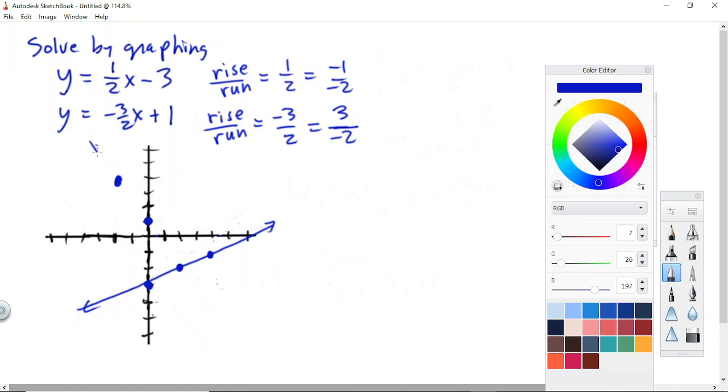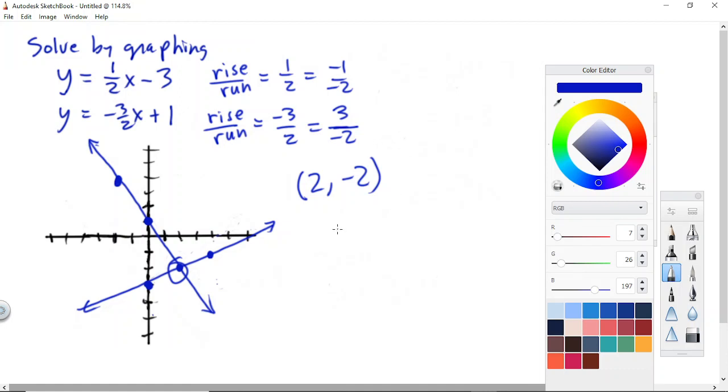Whoops. Looks like about like that. So it looks like this is our point of intersection, the ordered pair (2, -2). We can check that easily by plugging that into both equations.